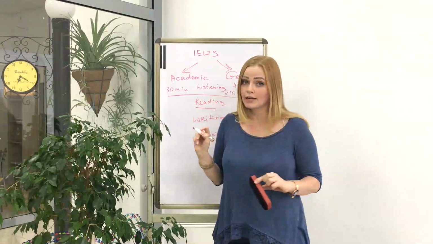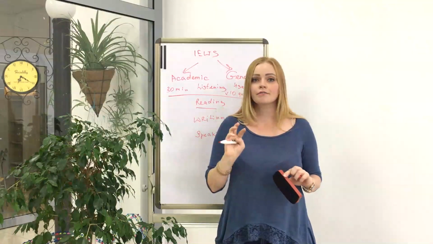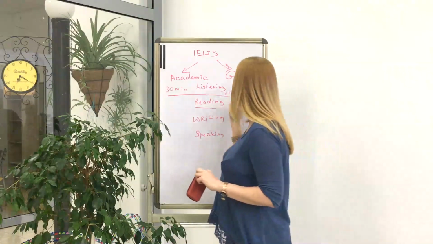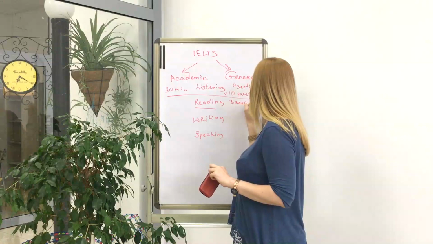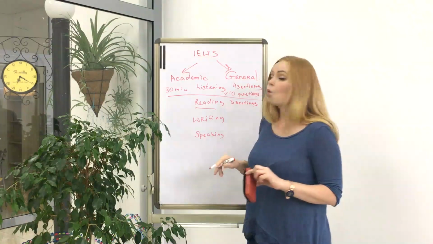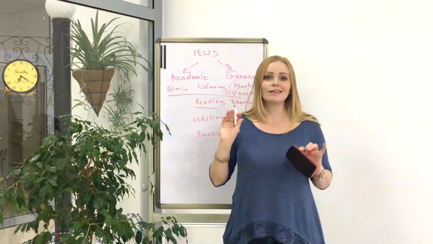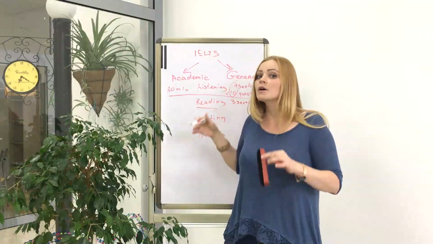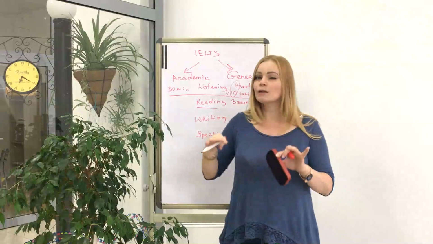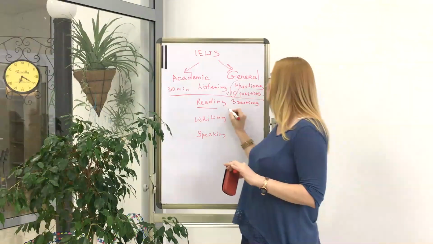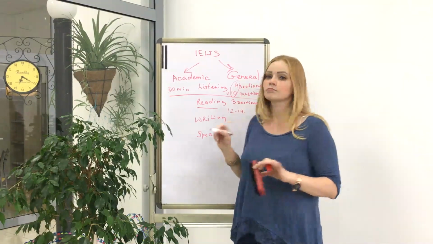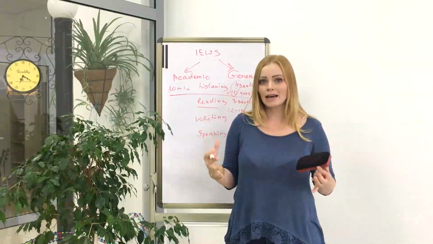Next part is reading. Reading has 3 different sections, with 40 questions in total, again the same as for listening. But each section contains a little bit more questions, from 12 to 14, depending on your text.